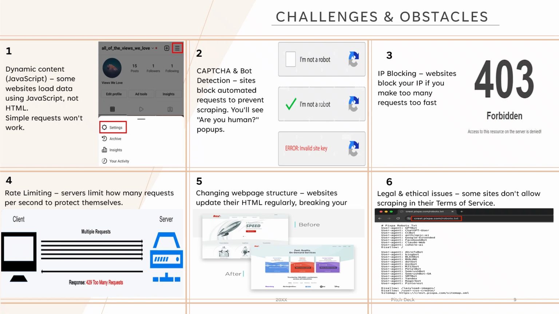Changing website structure. Websites redesign their HTML regularly. If your code looks for data at a specific position and the website updates, your scraper breaks. Legal and ethical issues. Some websites prohibit scraping in their terms of service. LinkedIn and other websites. So, what are the solutions for these challenges?